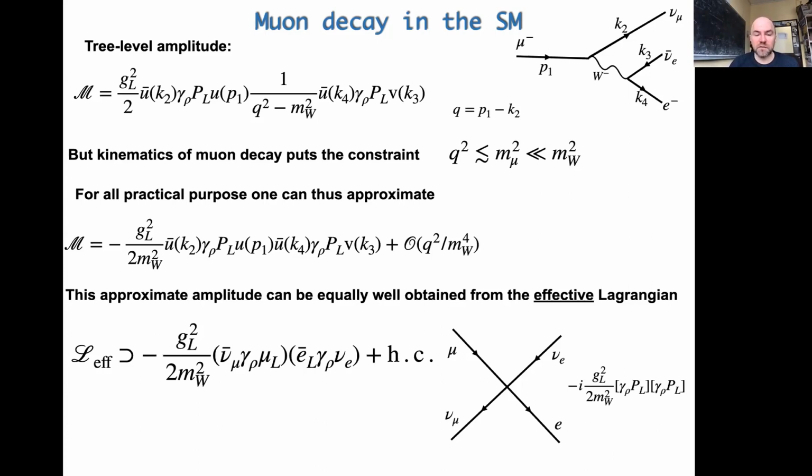Instead, if you're working with an EFT, with this contact interaction between the muon, electron, and the neutrinos, you never encounter this large logarithm because there is no W in this theory. There is never an opportunity for the logarithm of the W mass over something to appear. So this theory is calculationally superior to the full standard model, and this is an important point. Even though it's non-renormalizable, if you want to make precise calculations, you would rather go to an effective theory and get rid of the W boson.